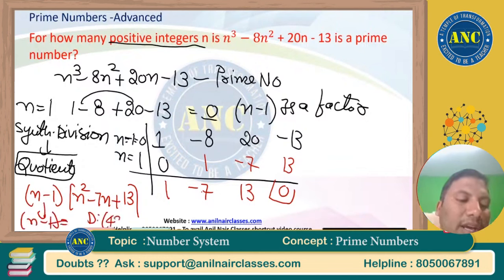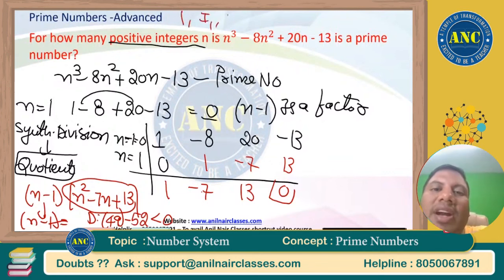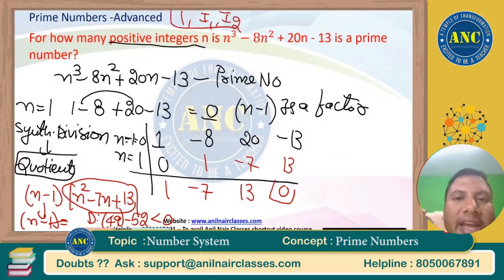B square minus 4ac is minus 52. It is less than 0. That means the roots are imaginary. So I am getting 1, i1, i2. I hope it is clear. 1, i1, i2. Again I am repeating.